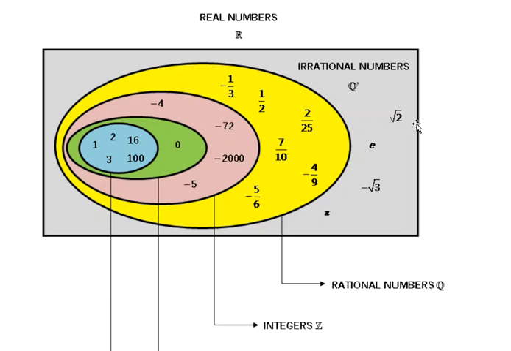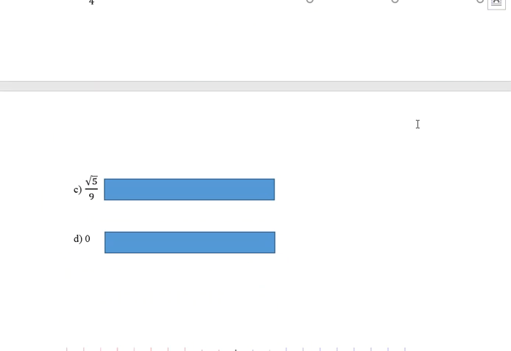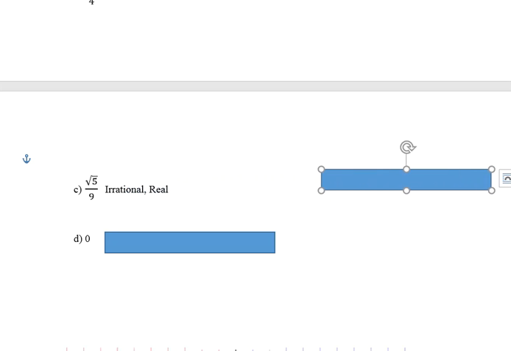Now, one thing I would like to point out, just because you see it in a square root doesn't mean it's always irrational. The square root of 4 is 2. 2 is a natural number. So there are going to be some that you can simplify. So let's check our answer for square root of 5/9. It is irrational and real.